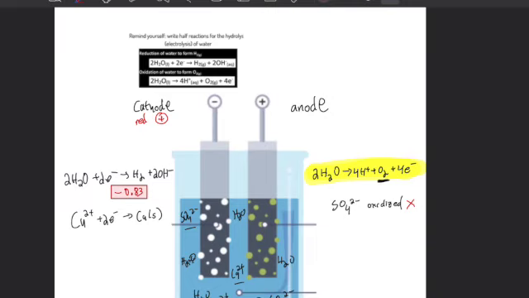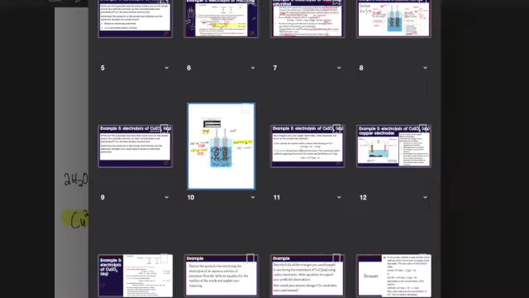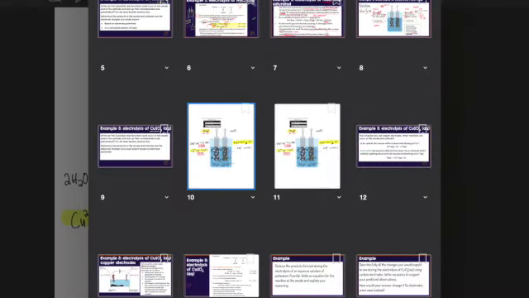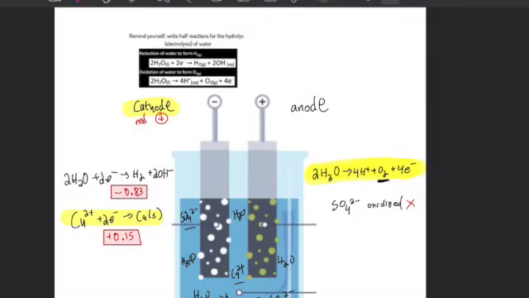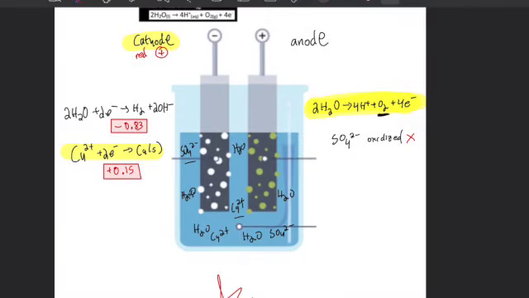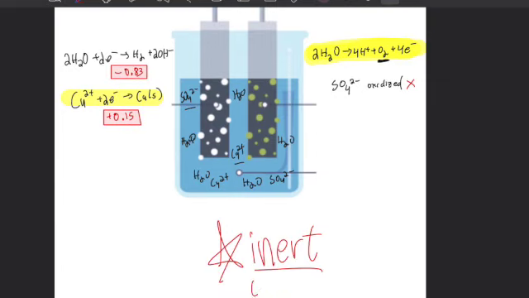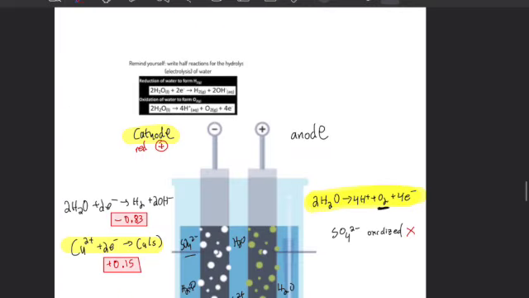Copper is positive 0.15. Well, okay, based on this, copper should win because more positive should get reduced, and reduction, of course, happens at the cathode. And this whole situation that we just talked about is true when we have inert electrodes. Inert just means not reactive, so that's going to be things like platinum or graphite.